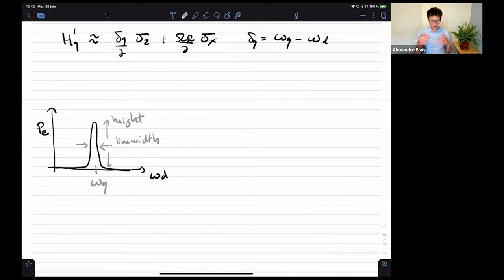Okay, so I think I should stop here, and we will start here for the next lecture. So I'm a little bit behind what I wanted, but that's fine. I still have time to complete the two topics tomorrow, finish this, and talk about single photon detection.